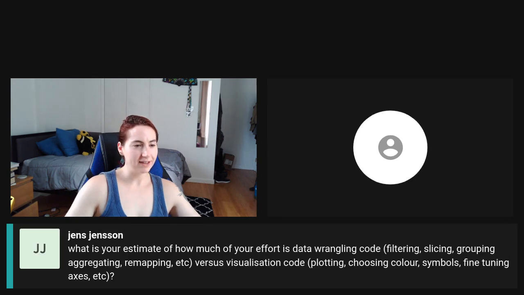Next up, Jens has asked, what is your estimate of how much of your effort is data wrangling code, filtering, slicing, grouping, aggregating, mapping, etc., versus visualization code, plotting, choosing color symbols, fine-tuning axes, etc.? It really depends on what I'm working on.